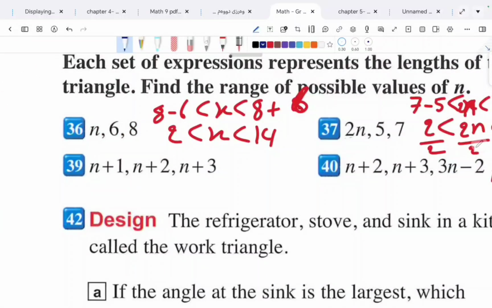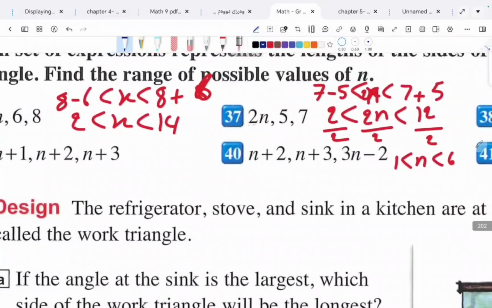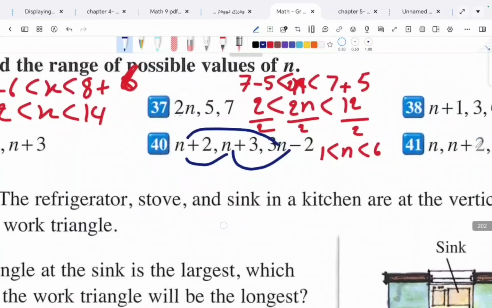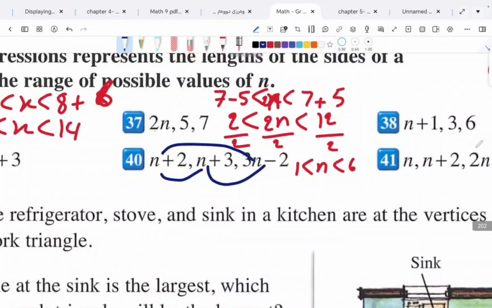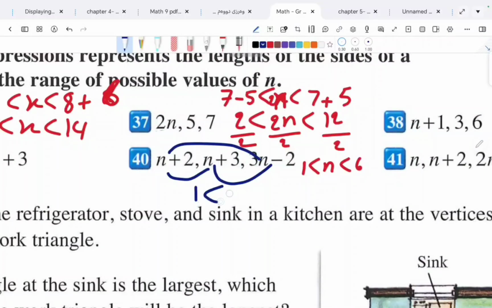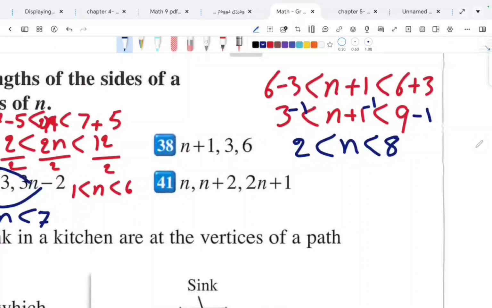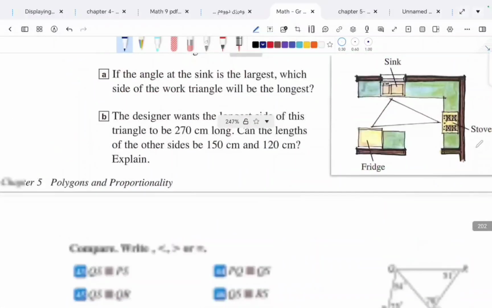For this one, they ask for what? n plus 1, n plus 2, n plus 3. And it has to be positive, or greater than 0. The other one, you have to add this one and this one. It has to be greater than the third one. Then add this one and this one. It has to be greater than the first one. Then add the first one and the third one, and it has to be greater than the middle one. So it will be 1 and 7. It's between 1 and 7. Even this one, n is greater than 1, or you can say 0.5.